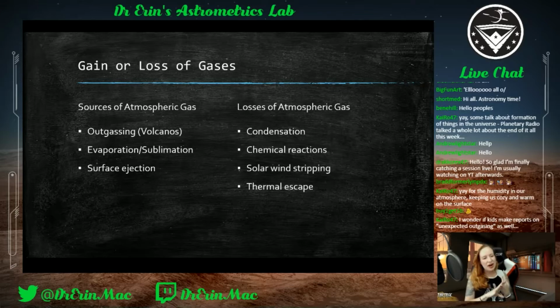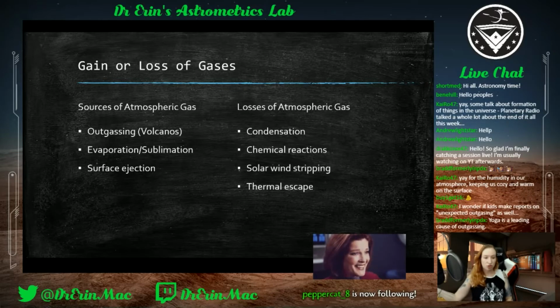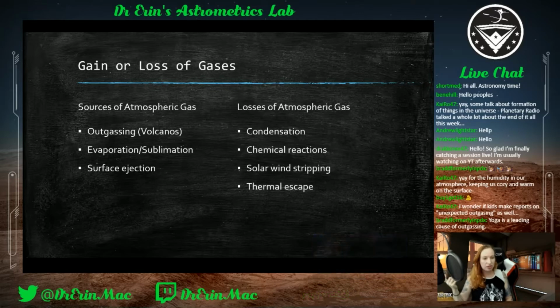Okay, and then we get evaporation and sublimation. So this is ices just evaporating. Sublimation is where you go from a solid directly to a gas. So sometimes when light hits ices, instead of melting them and going through the liquid phase, they'll turn directly into gas, and that's what sublimation is. And then the liquid to gas phase is evaporation.